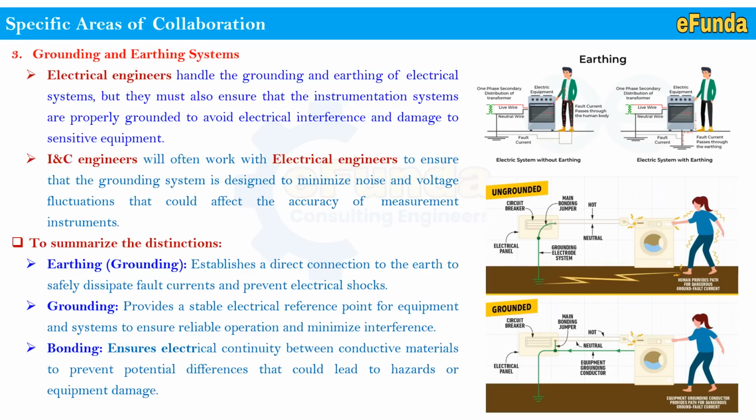Then the grounding concept, where a similar arrangement is shown, but the difference is that when proper grounding is done, that means the equipment grounding conductor will pass through the grounding systems connected to the main bonding jumper, and it will lead down to the grounding, where the equipment grounding conductor provides the path for a dangerous ground fault current. This is how the electrical discipline helps us to give the grounding and earthing for electrical and instrumentation systems.